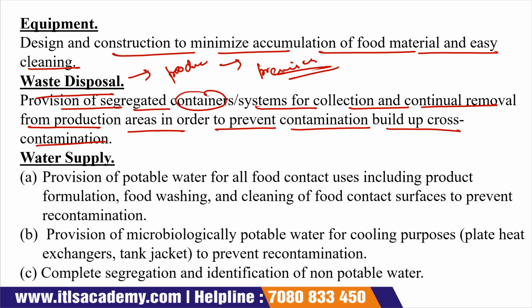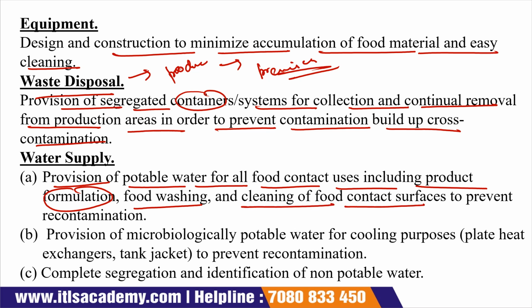So for the prevention of the contamination which occurs due to cross contamination, we have to segregate that collection, or you can say we have to continuously remove that waste from the food area. The next is your water supply. Provision of potable water for all food contact uses, including product formulation, food washing, and cleaning of food contact surfaces, so that it will prevent recontamination.